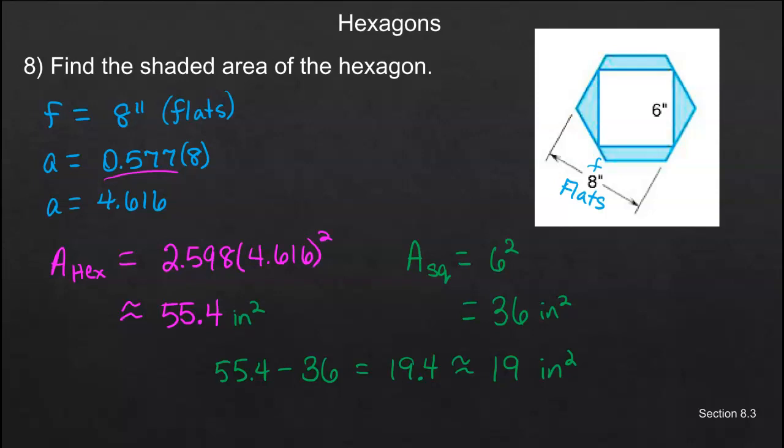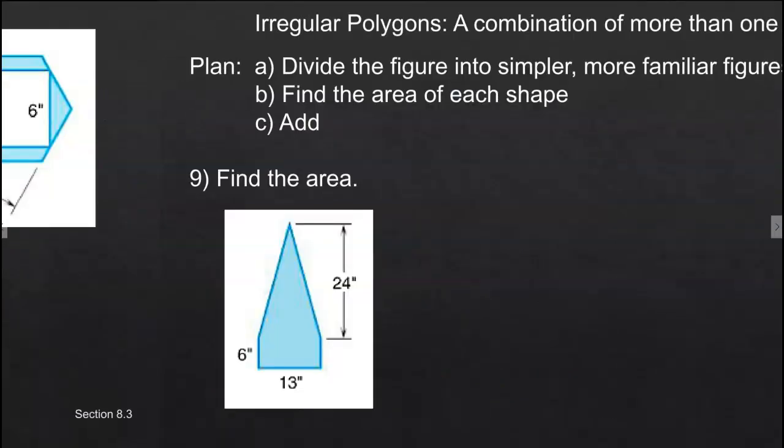What is my plan? Okay, I need to find the area of the hexagon, find the area of the square, and then subtract, right? And I did that. Area of the hexagon, area of the square, subtract. All right, let's go on to the next question.